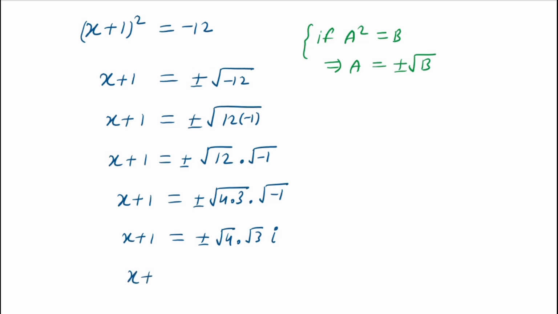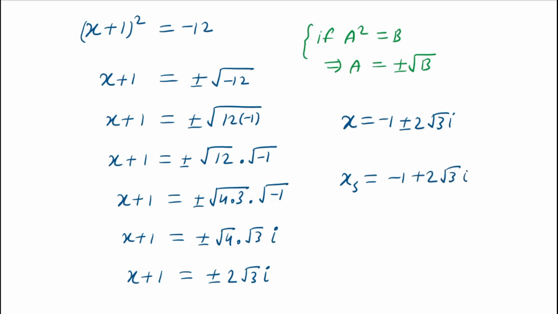So here x plus 1, this is equals to plus minus square root of 4 is twice of square root of 3 times iota. Here value of x is equals to minus 1 plus minus twice of square root of 3 times iota. Here fifth solution x5, this is equals to minus 1 plus twice of square root of 3 iota, and sixth solution x6, this is equals to minus 1 minus twice of square root of 3 times iota. In this question we have 6 solutions. This is our final answer.